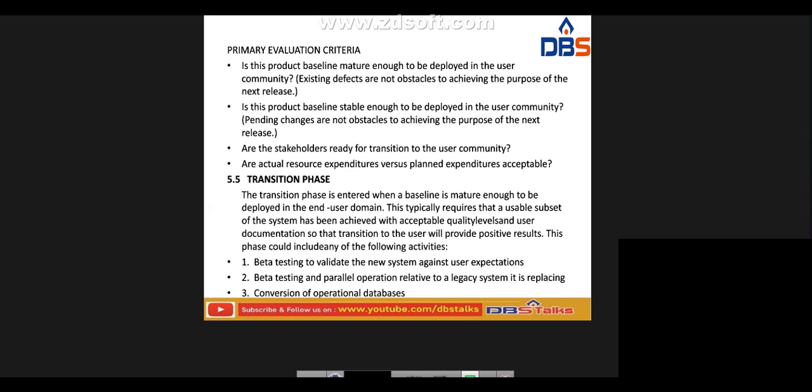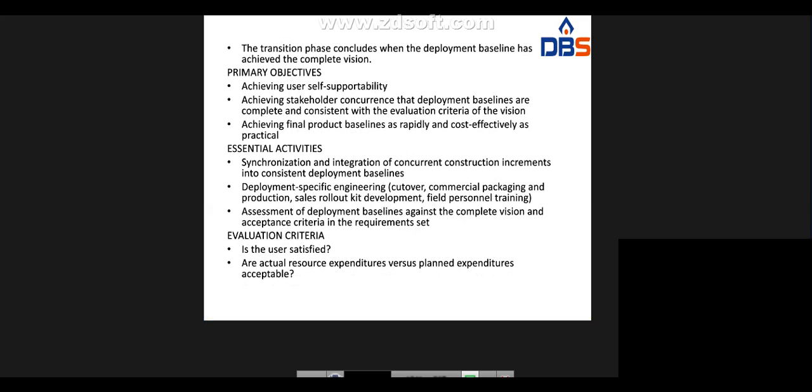These are the 4 phases: inception, elaboration, construction and transition. See, the transition phase concludes when the deployment baseline has achieved the complete vision, with different primary objectives: achieving user self supportability or not, and achieving stakeholder concurrence. The deployment baselines are complete and consistent with the evaluation criteria, and achieving the final product baselines as rapidly and cost effectively as practical. So self supportability and evaluation of the particular baselines, and finally we can use it cost effectively.